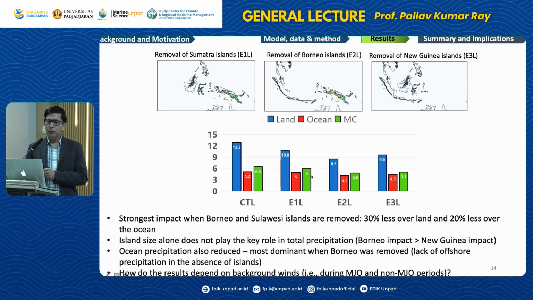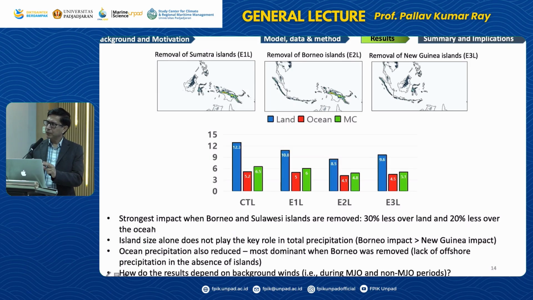Now, when you remove Sumatra, what you notice is that your blue line actually decreases. So the overall precipitation decreases, which is what you would expect with the removal of land mass. When you remove Borneo, you also see a decline. When you remove New Guinea, you also see a decline. Okay? It turns out that the strongest impact is when Borneo and Sulawesi islands are removed. It's 30% less over land and 20% less over ocean.